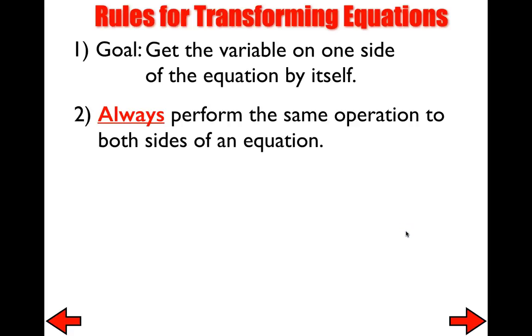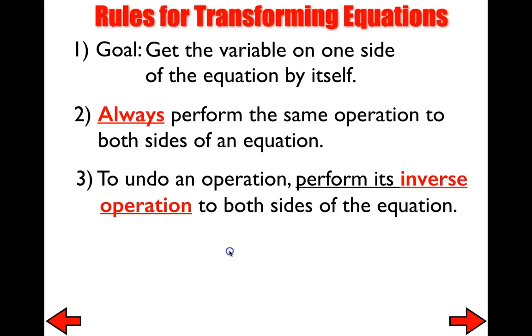Number two, always perform the same operation to both sides of the equation to keep it balanced. And again, those are the addition property of equality and subtraction property of equality, because we're going to keep things balanced. You can't just do an operation to one side and create an imbalance there.